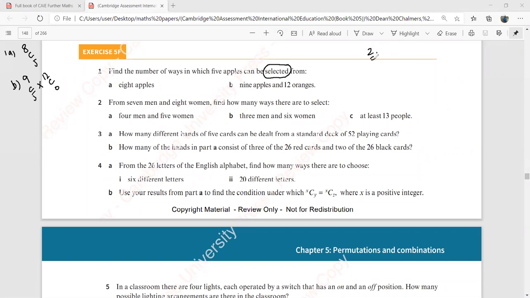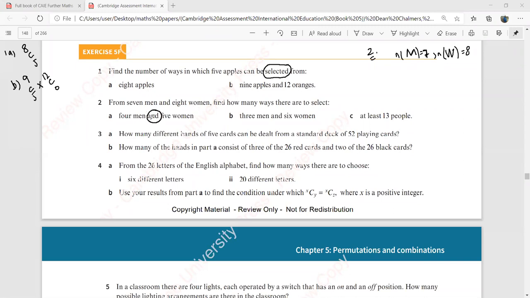Question number two, it says, from 7 men and 8 women. So we have men and women. We have 7 men and we have 8 women. From 7 men and 8 women, find how many ways there are to select 4 men and 5 women. Please remember this and in between. This and is always transformed into multiplication.